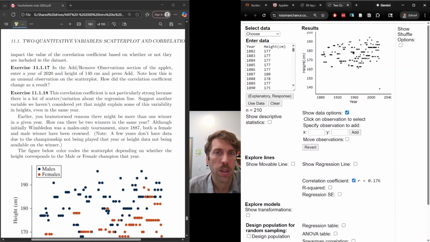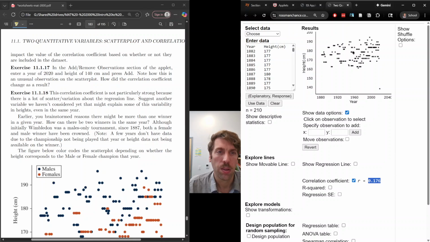Okay. Note how this is an unusual observation on the scatter plot. How does it change the correlation coefficient result? Well, how does the correlation coefficient your app shows now? Mine will be different from yours. How does that compare to the one you wrote down for the earlier question?